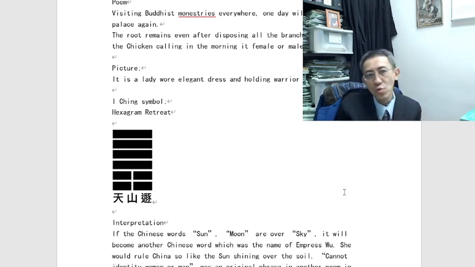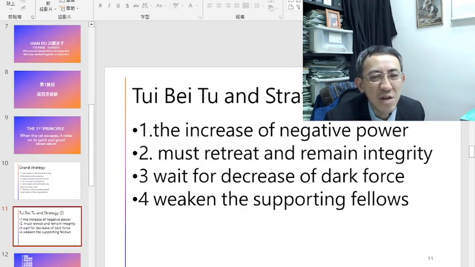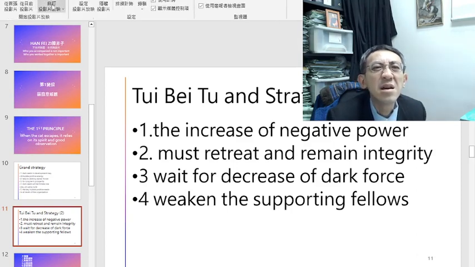So, two tactics should be implemented by the royal family. First, retreat. Also, not to get too close to the Empress family or Empress powers or her fellows. These two ideas are very important tactics that should be adopted by the royal family so that it will regain power again. So now we can look at the strategy I have highlighted in this PowerPoint so that you can have a clearer understanding.